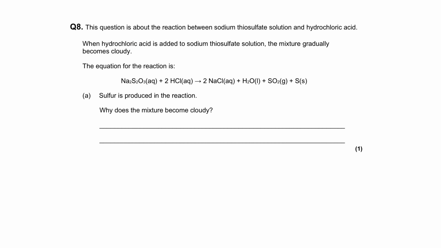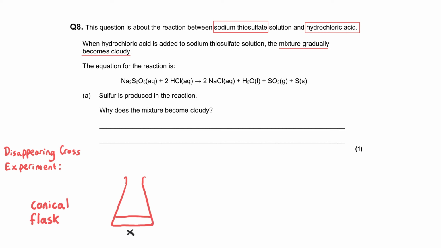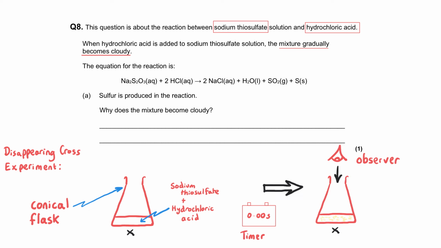This question is about the reaction between sodium thiosulfate solution and hydrochloric acid. When hydrochloric acid is added to sodium thiosulfate solution, the mixture gradually becomes cloudy. And you might recognise the names of those chemicals. These are the chemicals that you mix together in the disappearing cross experiment. You mix them together, you start the timer, and gradually a cross, which is placed underneath the conical flask, is no longer visible to the observer looking down through the contents of the flask.